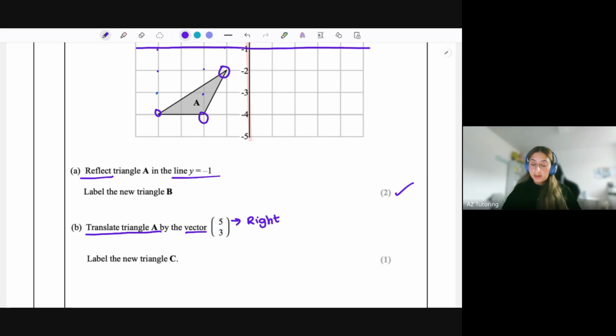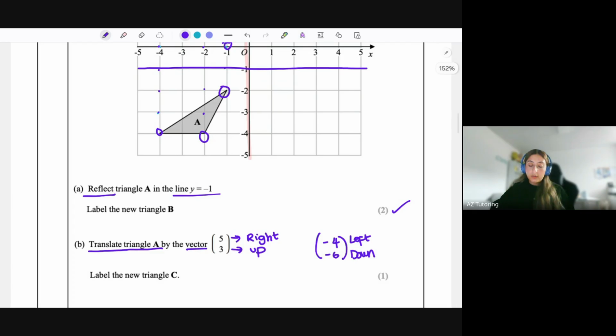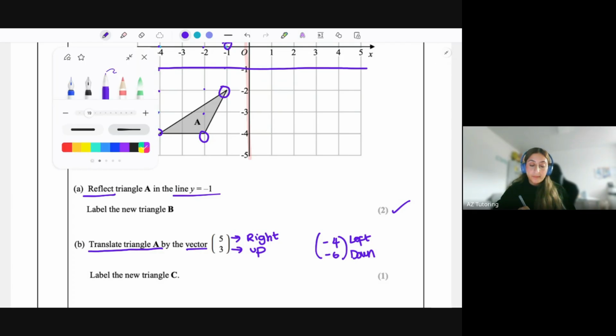The bottom number tells you if it's going up or down. If it's a negative number, it's going down that many units. If it's a positive number, which it is, it's going up that many units. So if it was something like -4, -6, that would be 4 units left, 6 units down. So it's all about understanding what the vector is telling you. So I know each point needs to go 5 units to the right and 3 units up.